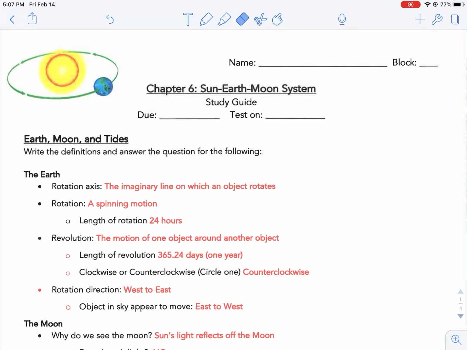Time to go over our Chapter 6 study guide for our upcoming test. So we're going to start out with looking at the Earth and the Moon and the tides.